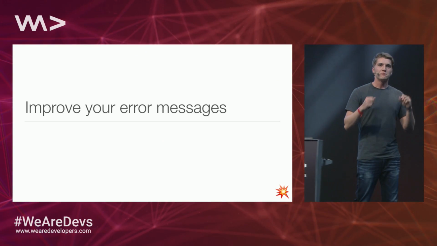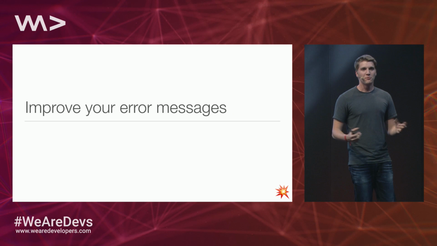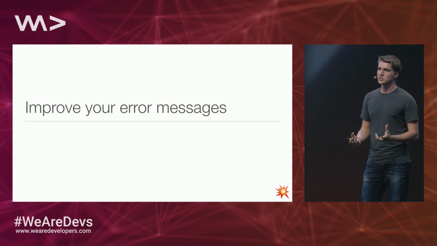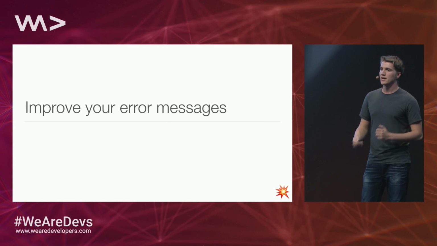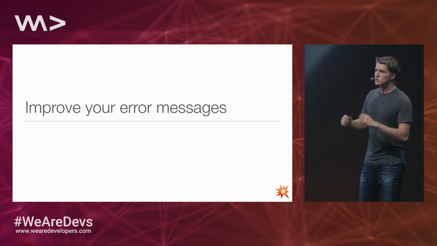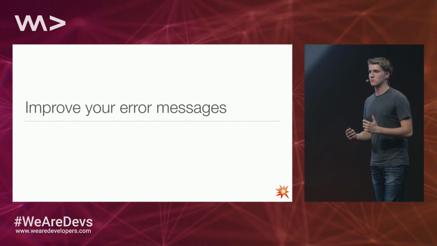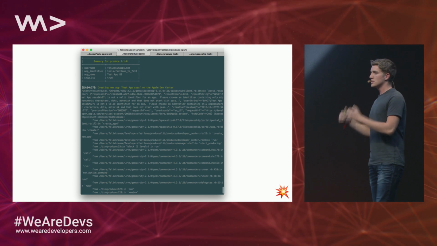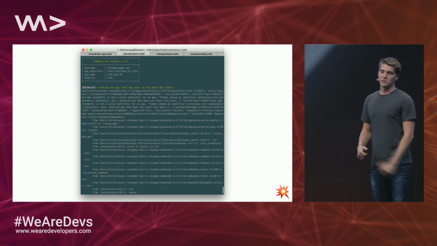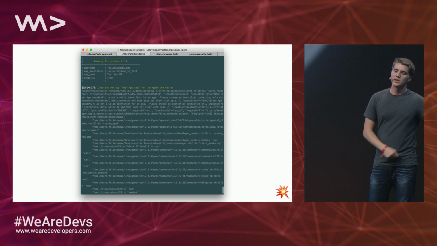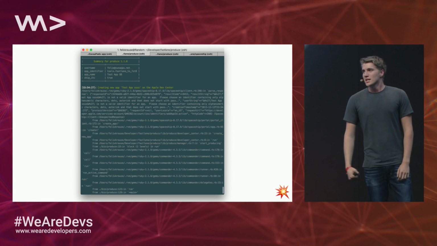So first off, improve your error messages. No matter how good your software actually is, you will always run into some unexpected errors. So the way you show them is actually really, really important. So this is how we showed error messages in Fastlane in the past. So Fastlane is a command line tool. I forgot to mention that.